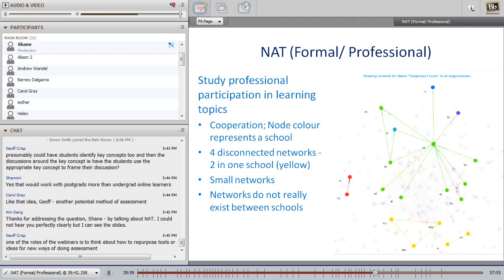But the node color represents a school, so you can see that there are 4 disconnected networks here, with 2 in the one school. So while we have a colored node, someone from one school talking to another person in another school, we're getting some cross-school collaboration. We also have a separate group out here, but they're at least connected. And in here we have one school, the same organization, the same group, but they're disconnected networks. So it might be a way in which you could jump in and start to bridge those gaps.